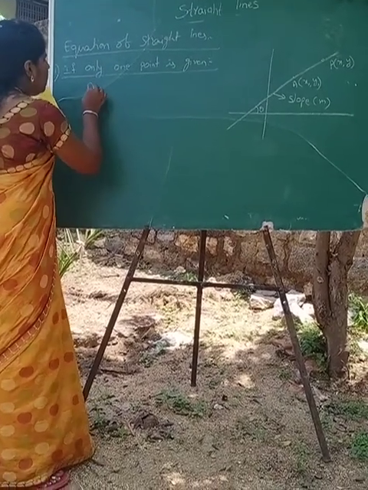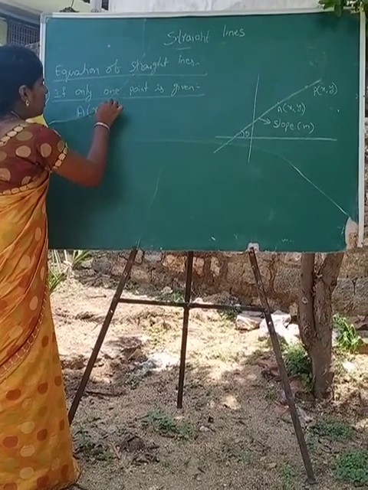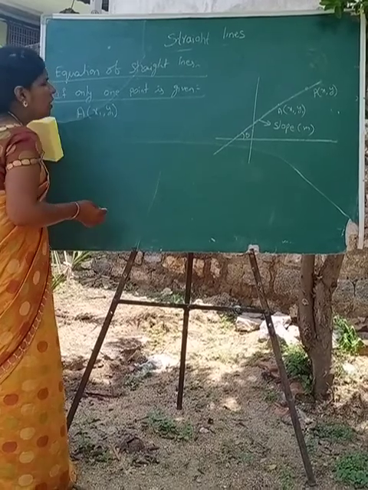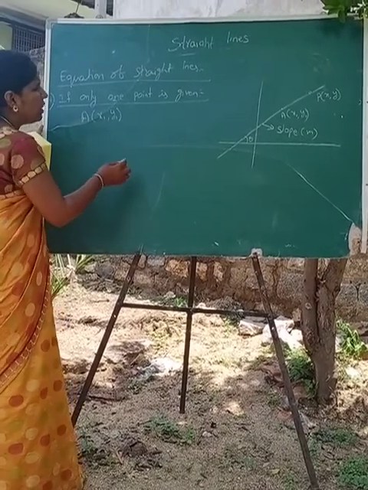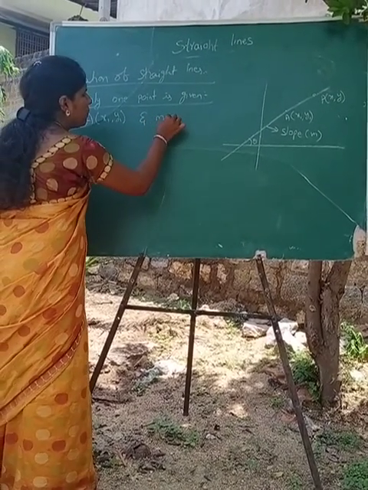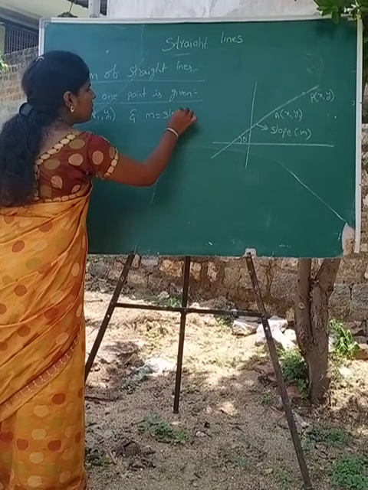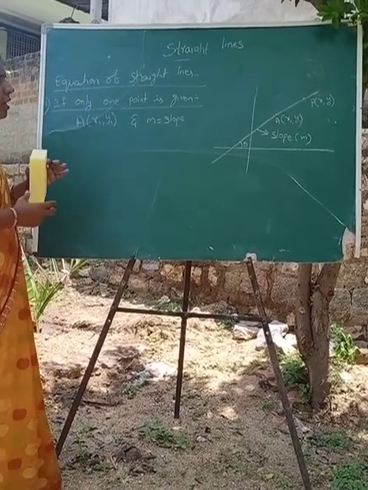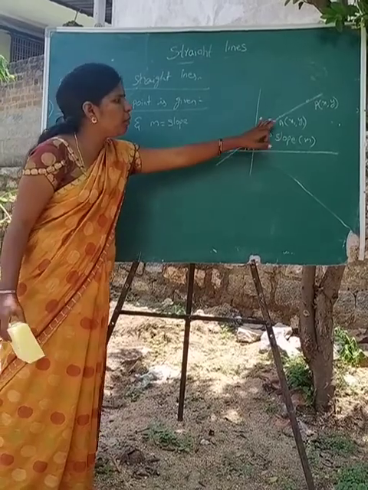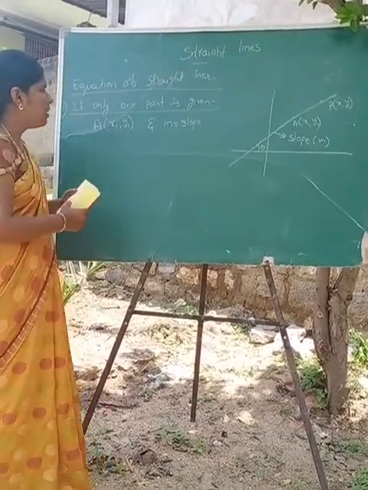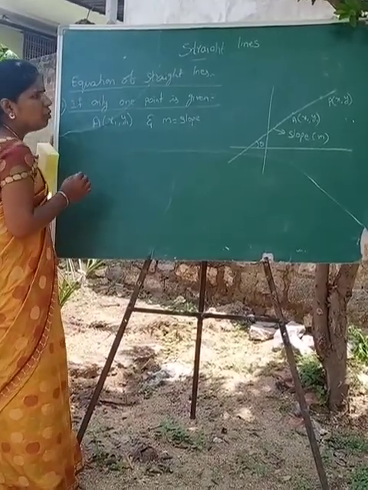Here, A of x1 comma y1 is the point and m is the slope. M represents the slope. So we need to find the equation of a straight line with one point and the slope. First of all, I need to find the slope of AP.